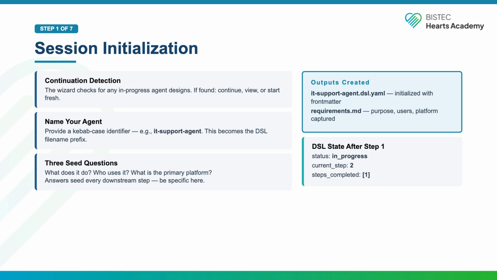These sound simple, but they are not trivial. Your answers flow into every downstream step. A vague answer here, like "it helps IT people," produces vague capability recommendations in step 3. A specific answer, like "it handles incident creation, ticket lookup, and password resets for BISTEC employees via Teams," produces a much sharper result. Take 30 seconds to think before you type.